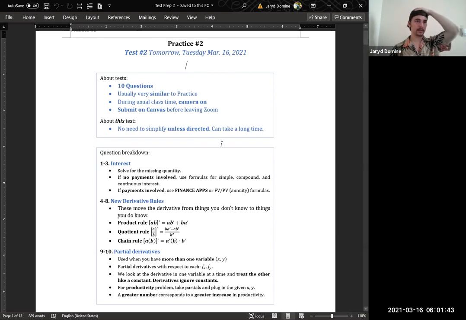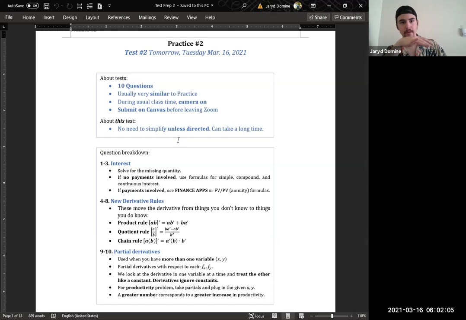So one thing to know about this test, there's quite a lot less to know. There are fewer concepts involved here. Last time we had 10 different problems, and almost every single one of them was a different concept. This time it's just basically two things: interest and derivatives.